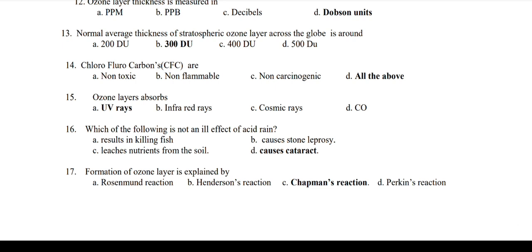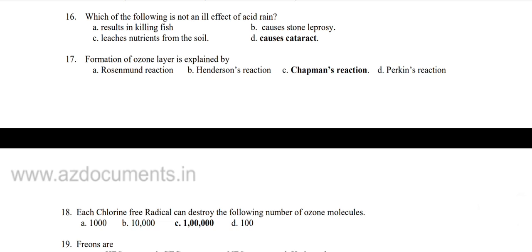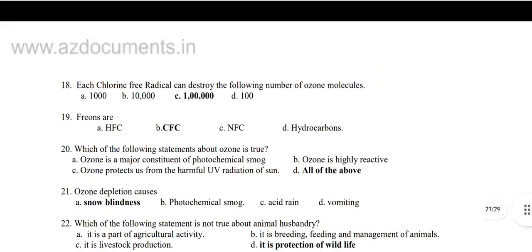Chlorofluorocarbons are all the above: non-toxic, non-flammable, non-carcinogenic. 15th question, ozone layer absorbs the UV rays. 16th question, which of the following is not an ill effect of acid rain? Causes a cataract. 17th question, formation of the ozone layer is explained by Chapman's reaction. 18th question, each chlorine free radical can destroy the following number of ozone molecules: 1 lakh. Freons are CFCs.